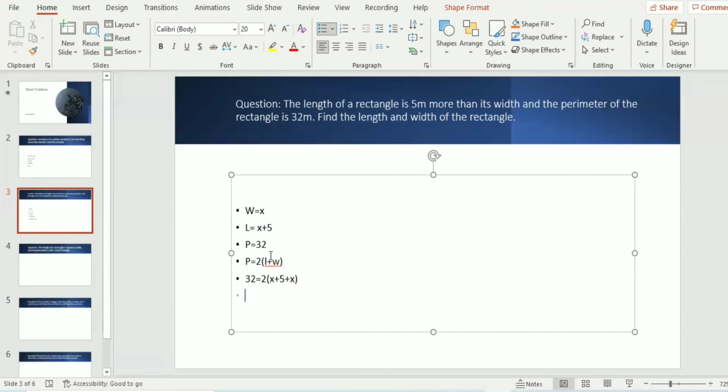So we have 32. Now here 2 is multiplying with this whole factor. If we take it to the left hand side, it is going to divide 32. And now we have x plus 5 plus x, which is equivalent to 2x plus 5. Here we have 16, which is 32 divided by 2.